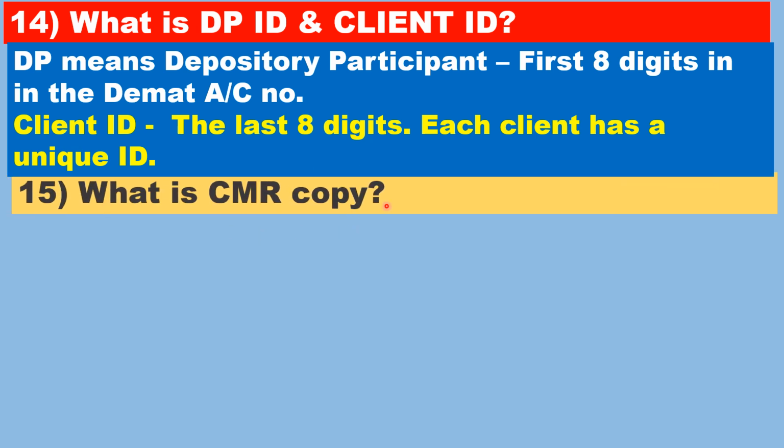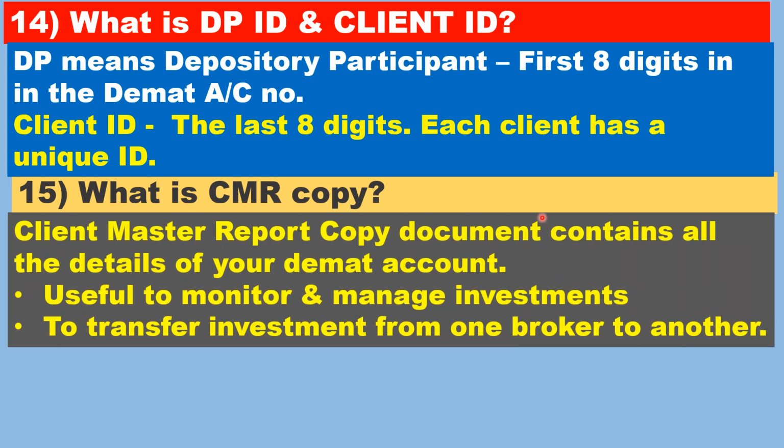What is CMR copy? This is very important. Client master record copy. This document contains all the details of your DMAT account, for example bank nomination. This is very much required when you transfer your shares from one broker to another broker. Suppose I have stocks in Groww and I want to transfer the shares to Zerodha. We need this copy, and we need to do it through CDSL.